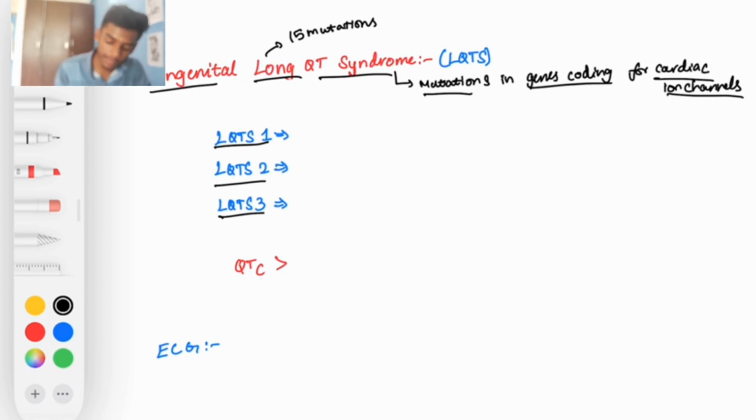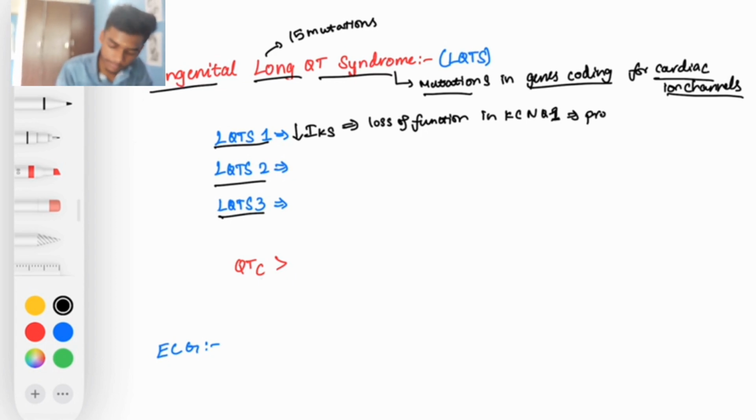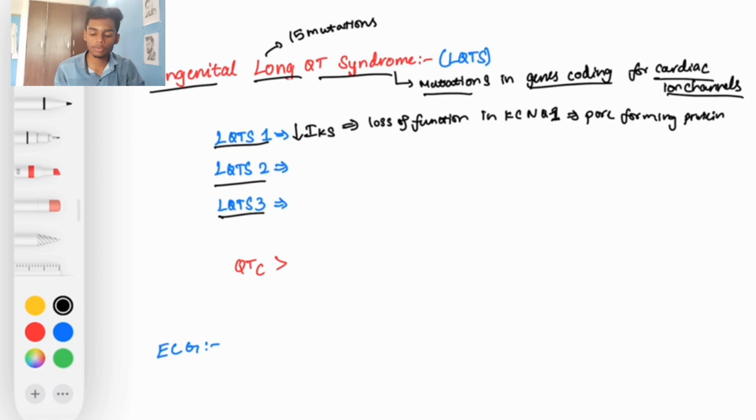Long QT syndrome 1 is due to the decreased slow component of delayed rectifier potassium current due to a loss of function mutation in the KCNQ1 gene, which codes for the pore forming protein of the potassium channel. So there is loss of function, so there is decreased potassium current.